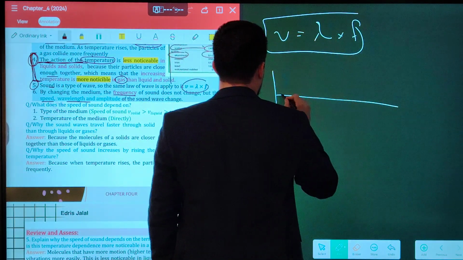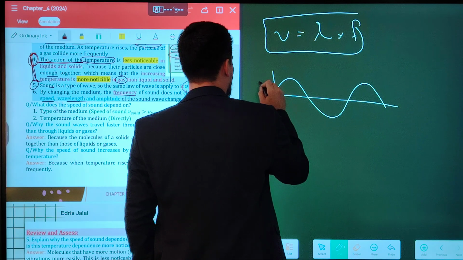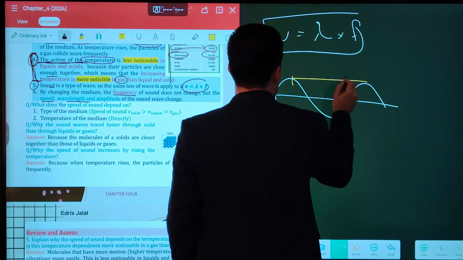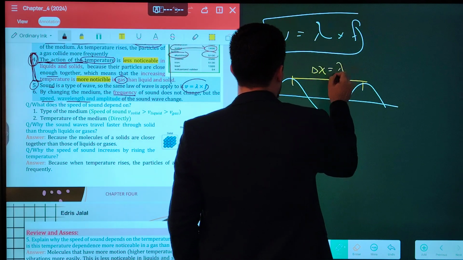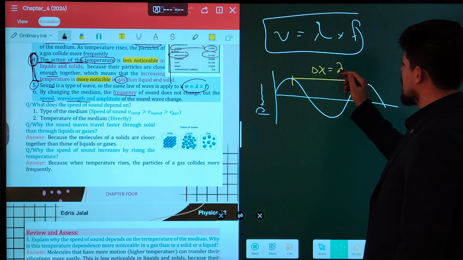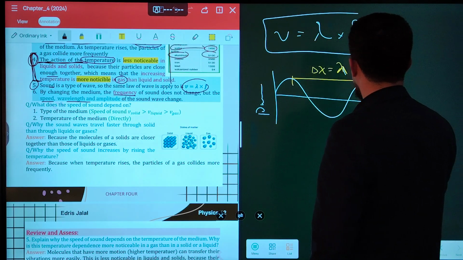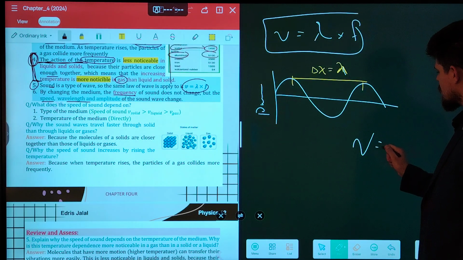For example, if we represent the sound wave, pressure, as a sine wave, what is this distance? This distance is displacement, which is equal to wavelength. If you remember, in grade 11 you studied this.